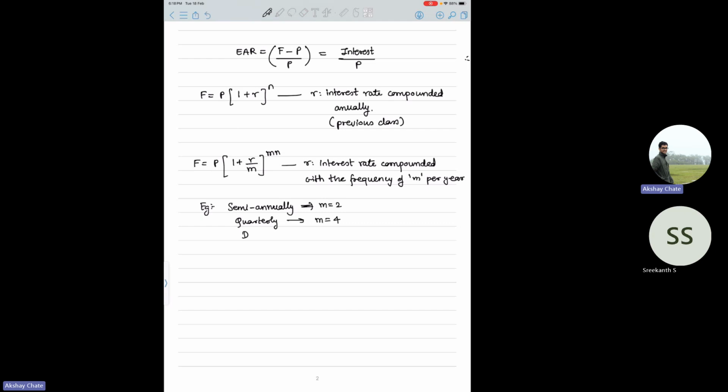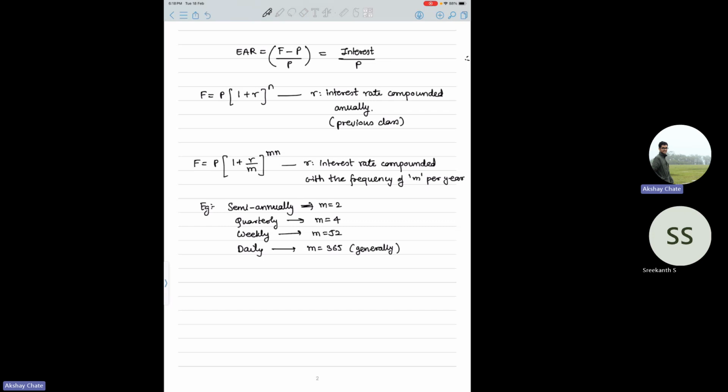Then you'll have something called daily, or before daily we should do weekly. Weekly would usually be 52 weeks, and if somebody mentions that the interest rate is compounded daily, that means M is nothing but 365, because there are usually 365 days in a year. If they have specifically mentioned that it's a leap year, then you should take 366. But 365 is generally commonly used.